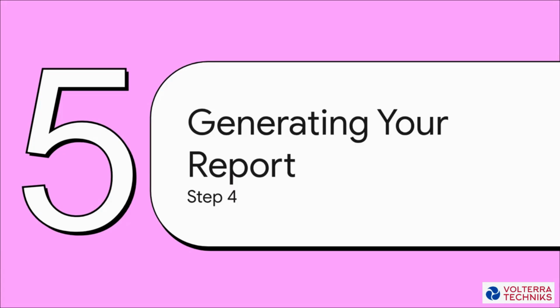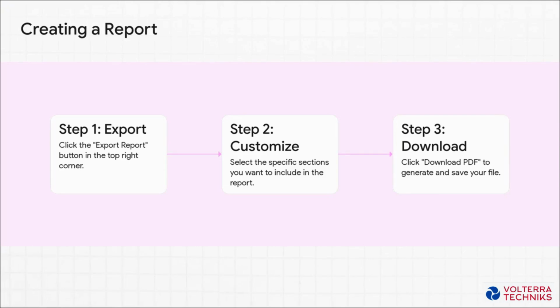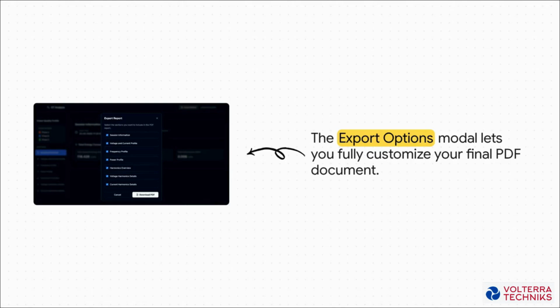All right, let's bring it home. We're moving on to the final payoff, turning all of your hard work and analysis into a professional, shareable PDF report. And again, this is designed to be super fast and efficient. It's just a quick 3-step process. First, you'll click that Export Report button up in the top right corner. Then, you get to pick and choose the specific sections you want to include. And finally, just click Download PDF to generate and save it.